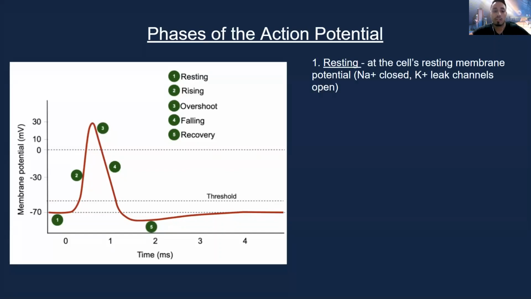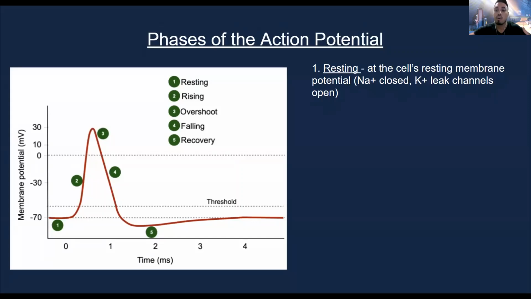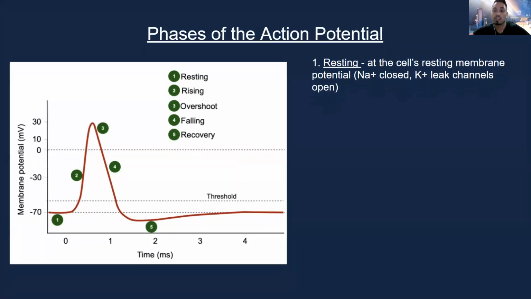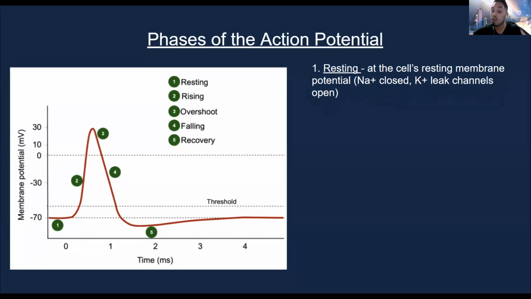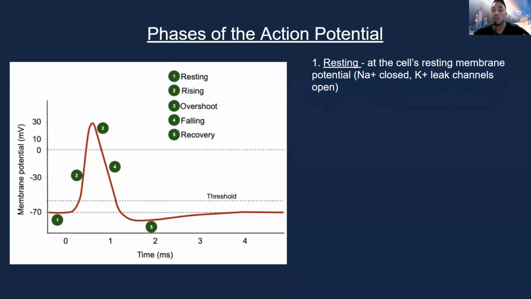Okay. So for example, at the resting stage, we're at the cell's resting membrane potential, which is below threshold. That's important. Know where threshold is and know what happens once you reach threshold. So at this point, sodium channels are closed. Potassium leak channels are the only thing that's open. That could be a trick question. They might say something like sodium channels are closed and potassium channels are open. They are not.